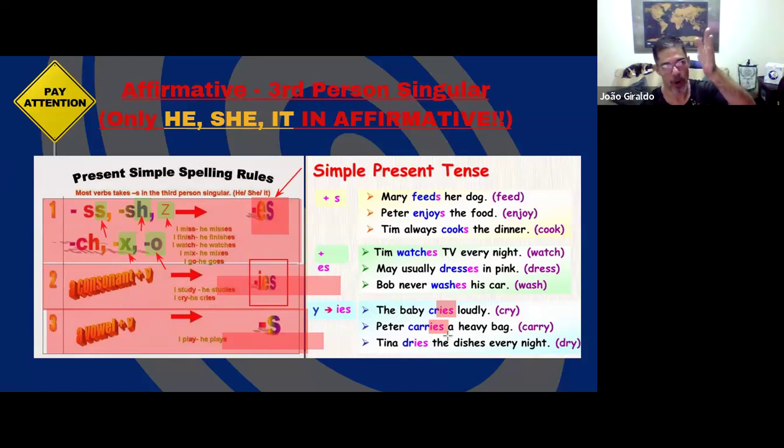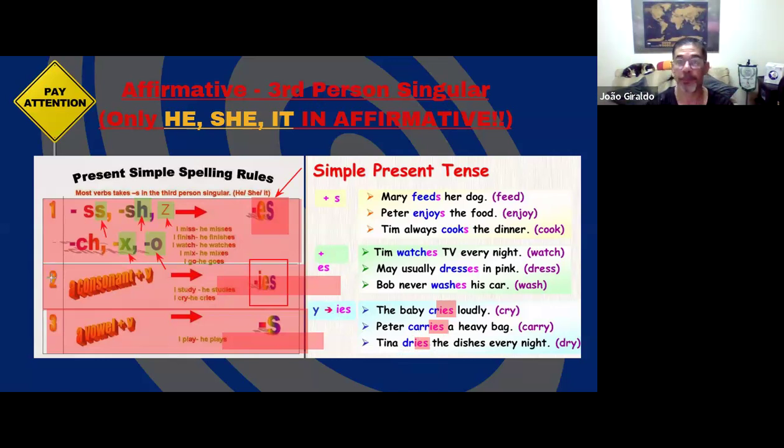Termination letters, consonant and Y. So you cut the Y and additionate I-E-S, equal the verb to dry. Okay, dry the dishes, when you pass something in the dishes to make it no water, to dry. Okay, I dry, you dry, he, she, it dries. Only in affirmative. If you use the auxiliary verb in negative and interrogative, the verb returns to infinitive.